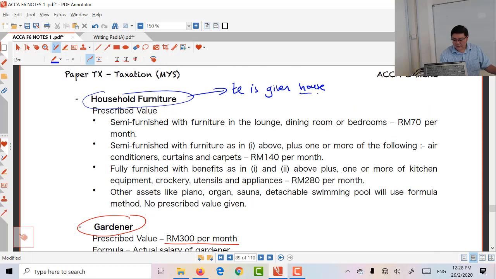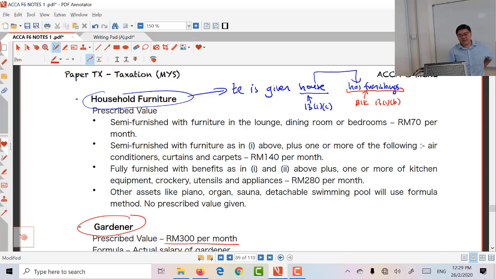Now, a house is 13(1)(c). It's a different section that we're going to take tax under, okay? But if the house has furnishing, all right, then this is benefit in kind, which of course you have to tax under 13(1)(b). So now we have to come to the issue then, what is the value of your furnishing?